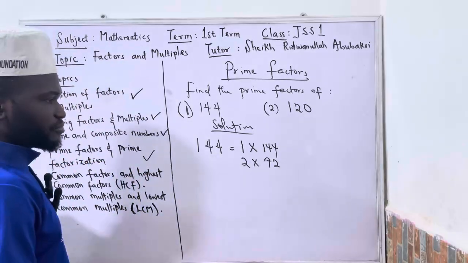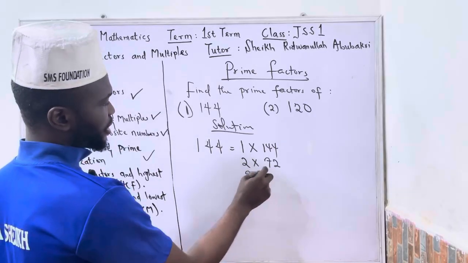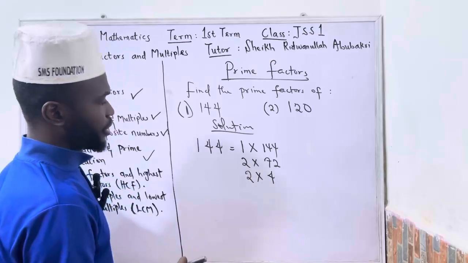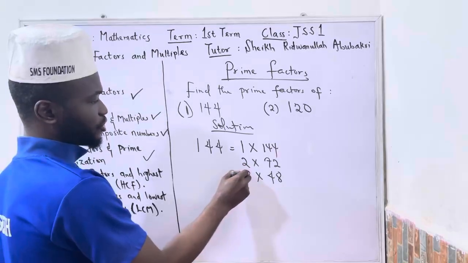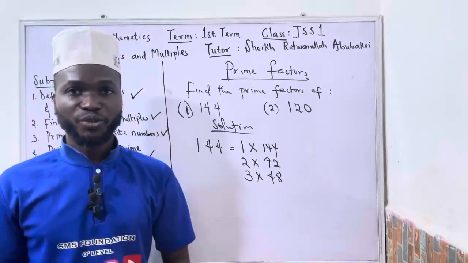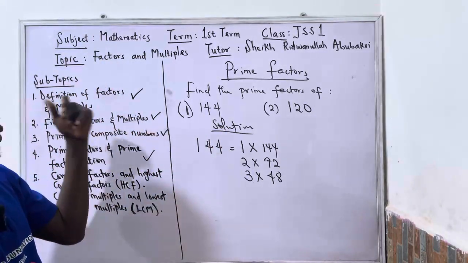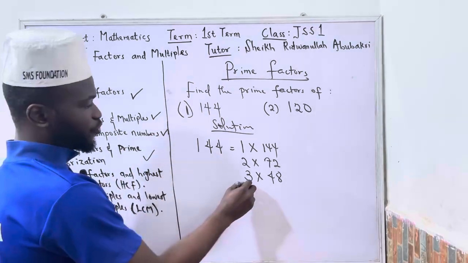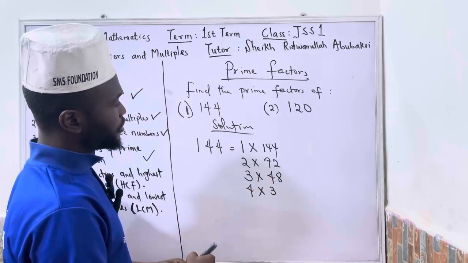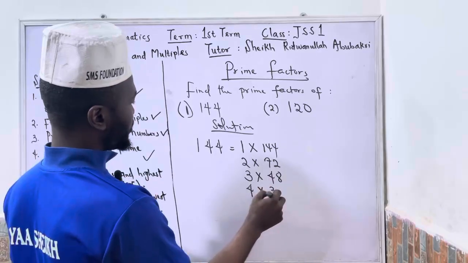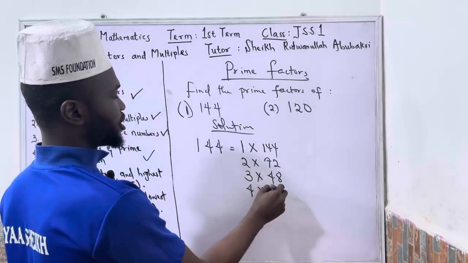So 2 can also work. I think 2 can work. 2 times what? That's 2 times 72, of course. So that will give me 144. What about 3? Yes, 3 can divide this. So that will be 3 times 48. Sorry, 3. This should be 3, not 2. 3 times 48 will also give me 144. So what about 4? Can 4 divide? This is the method that we use in video 1. Can 4 divide 144? So 4 can also work. That will be 4 times 36.